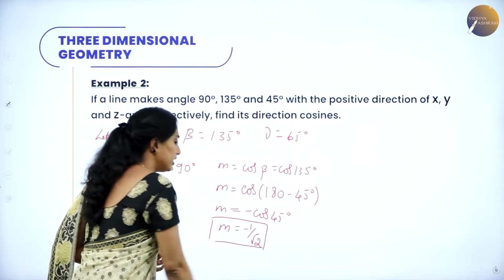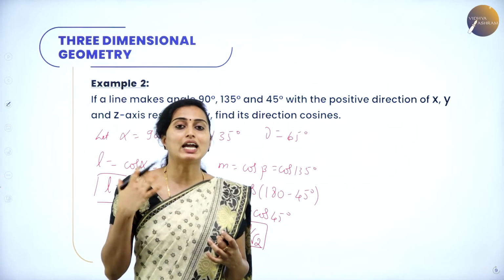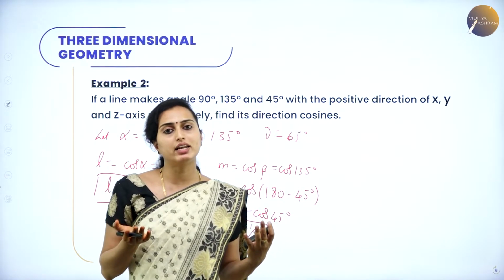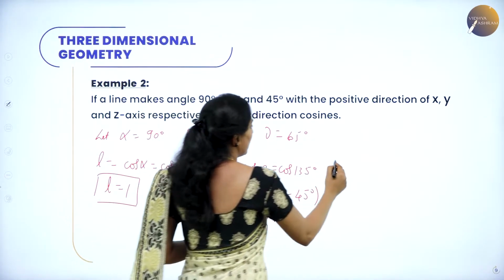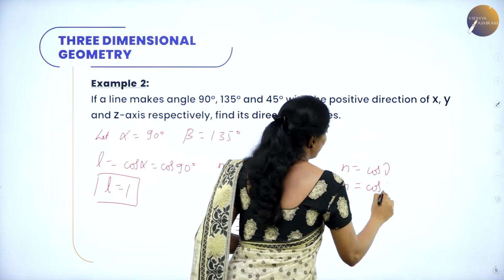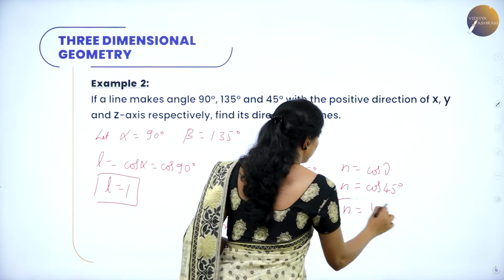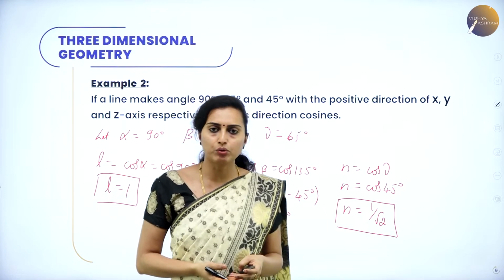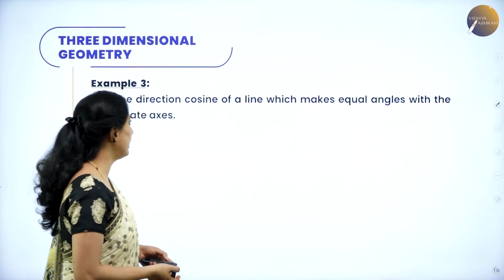Otherwise, you can take it as 90 plus 45, which will give you the value: cos of 90 plus theta is minus sin theta. Cos of 90 plus theta falls in the second quadrant. Again, cos is negative, minus sin 45 degree, which is minus 1 by root 2 only. Understood? Next, N is equal to cos gamma. So N will be equal to cos 45 degree, which gives you N equals 1 divided by root 2. That's it. So L, M and N are 0, comma minus 1 by root 2, comma 1 by root 2. That's it. Understood? Now we'll be moving on to the next problem.